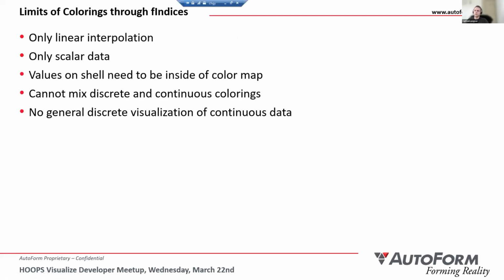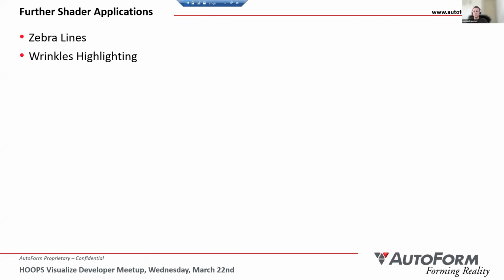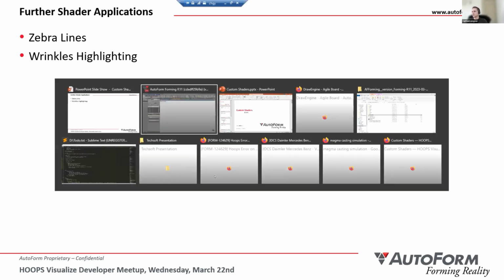So these were basically the things that concern f-index like colorings. And as I said, these were the main reason why we wanted to have these shaders. But we also have some shaders that are not concerned with coloring of data, but just use some shading, some special lighting. And these are zebra lines and wrinkles highlighting. So I can show you that as well.